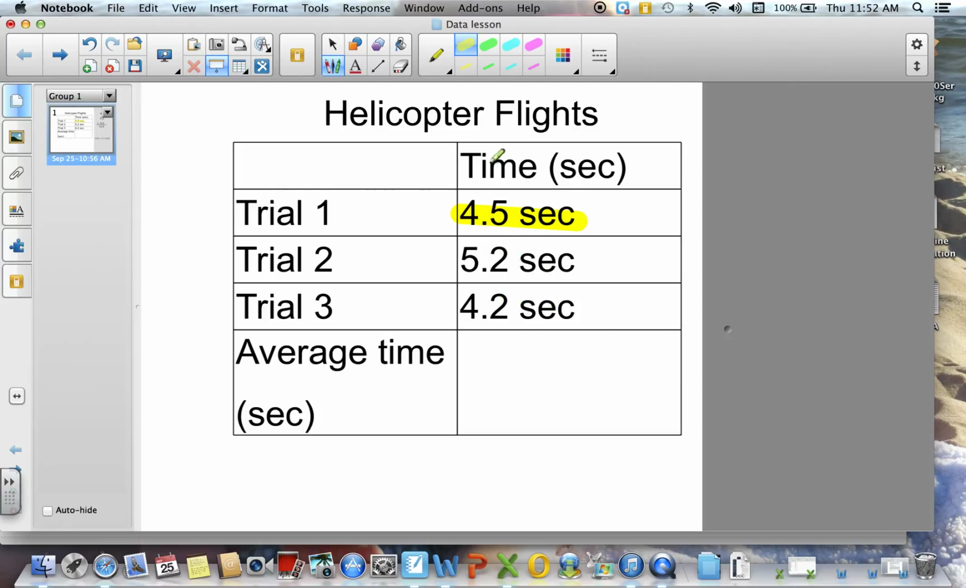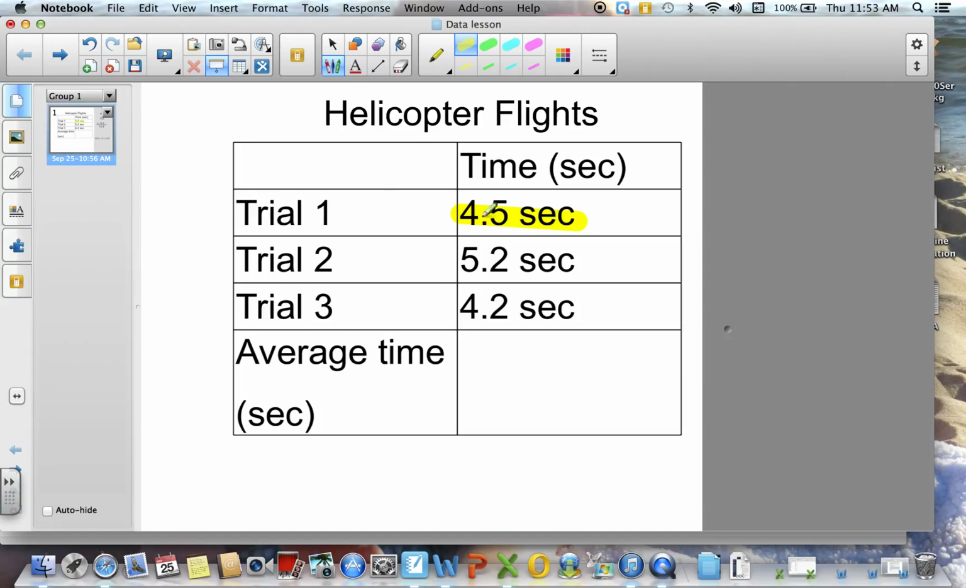So the third thing you want to make sure to remember is to keep your data table really organized and neat. So I typed the data table you see in front of you, but many times we construct our data tables, our charts, with just a pencil and a piece of paper. We may not even have a ruler. But it's still important to keep it neat and do the best that you can.